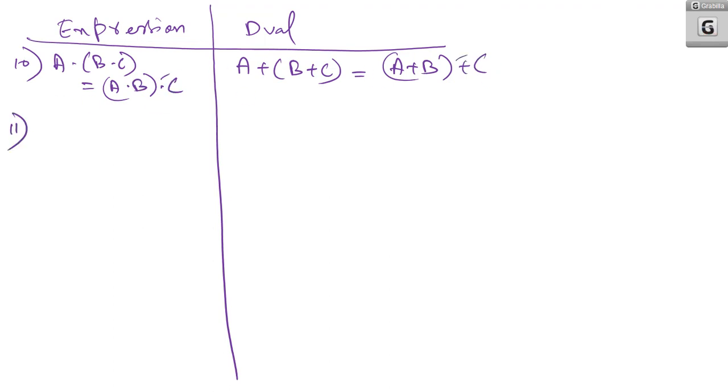11th one. Another example I have a dot a or b. A dot a or b is equal to a. So you can write it as a or a dot b. That is also equal to a. Some examples I am giving here. 12th one, another example I am having.